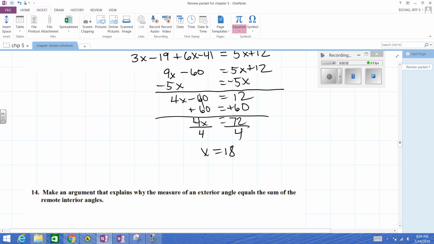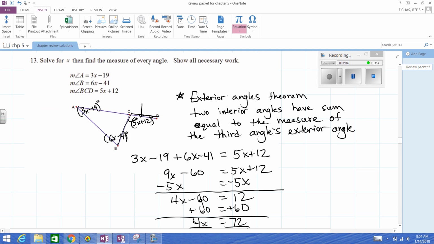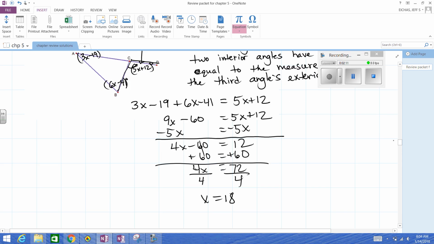All right, so don't stop there though. It does ask for the measure of every angle. So now's the stage where we're going to plug back in. We've got the 3x minus 19. We're going to sub in 18 for x. Let's see, 54 minus 19. What do we got? 35. So that's going to go at angle A.